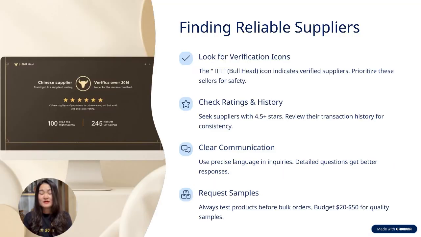Finding reliable suppliers. Look for verification icons. The bullhead icon indicates verified suppliers. Prioritize these sellers for safety. Check ratings and history. Seek suppliers with 4.5 plus stars. Review their transaction history for consistency.